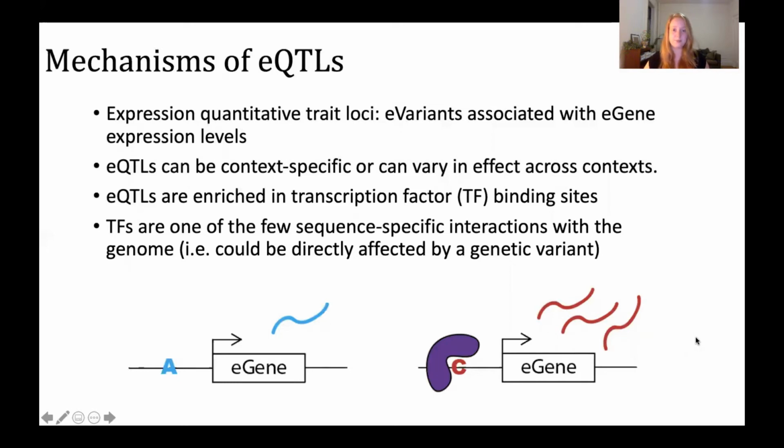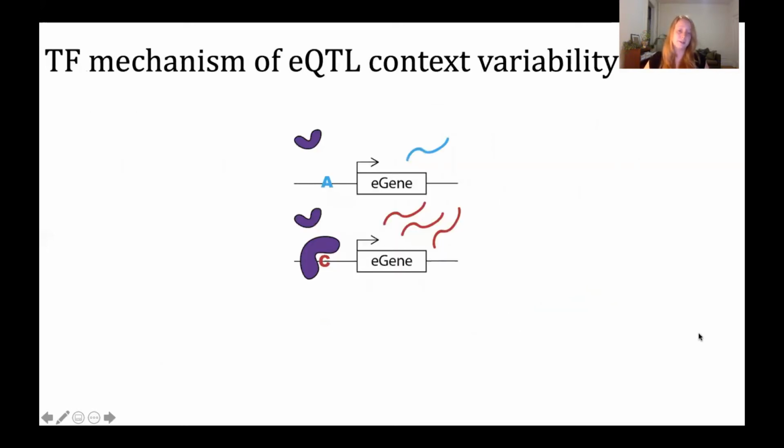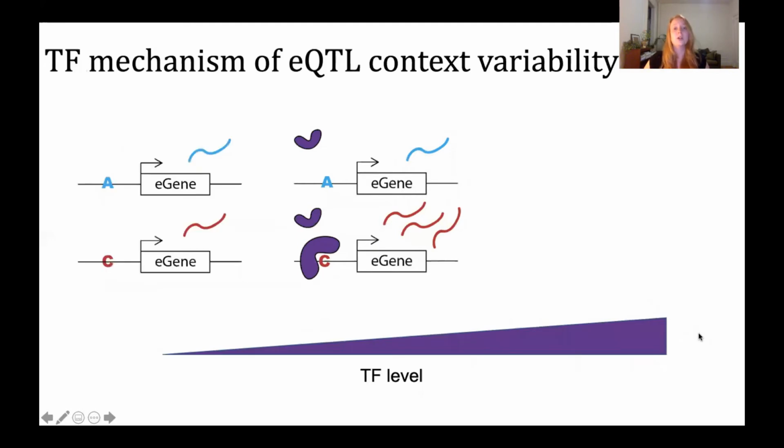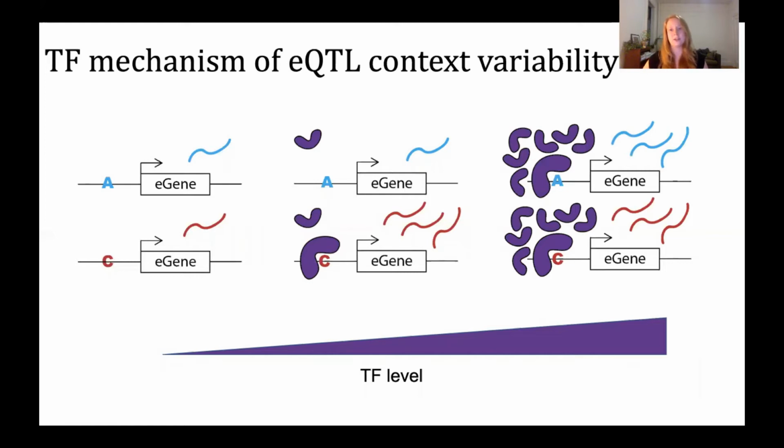We can think about this relationship at different transcription factor levels. At a low transcription factor level, we might not have binding of the transcription factor to either allele, which will lead to low gene expression of both alleles. And at very high transcription factor levels, we might saturate binding to both of the alleles and have very high expression for both alleles. So in this scenario, in the middle, we would observe an eQTL effect, as there's a difference in gene expression for the two alleles. But in the situations on the right and on the left, we would not observe an eQTL because there is no difference in gene expression between the two alleles.